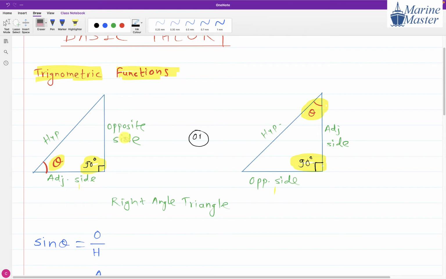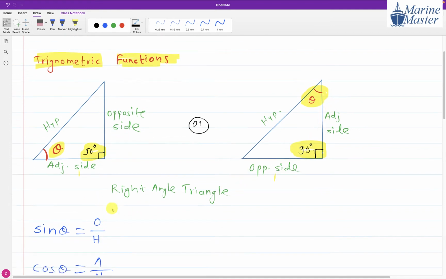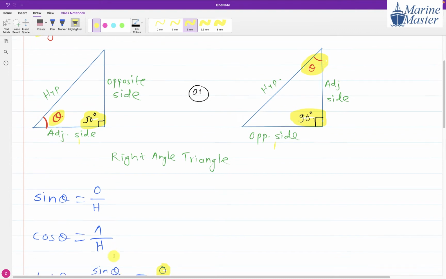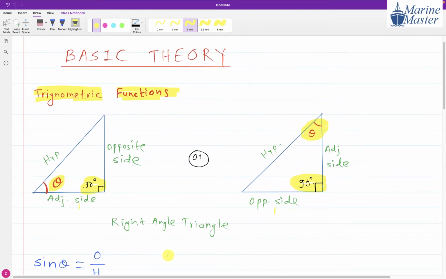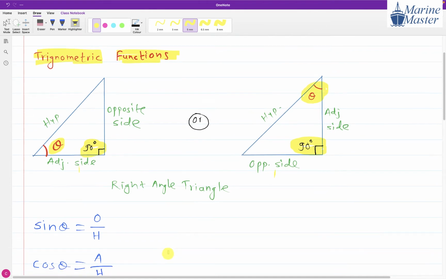You got the meaning of opposite side, adjacent side, and hypotenuse. If theta is this one, then this vertical side will become opposite side, and this horizontal side will become adjacent. But if theta is this one, this horizontal will become opposite side, and this vertical will become adjacent to the theta. Sin theta is opposite by hypotenuse, cos theta is adjacent by hypotenuse, tan theta is sin theta by cos theta, opposite by adjacent. So now, before going further, please write down all this discussion.